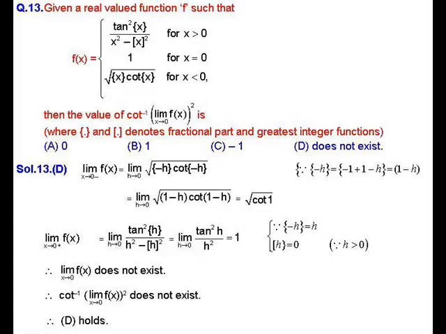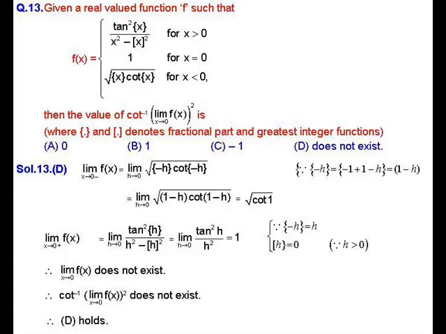So for this we will compute the left hand limit and the right hand limit at x equal to 0. When we evaluate the left hand limit, we have limit x tending to 0 negative f(x) is equal to limit h tending to 0, according to the definition of the function, of the square root of fractional part of minus h times cot of fractional part of minus h. So to evaluate this limit, firstly we have to find the value of the fractional part of minus h.